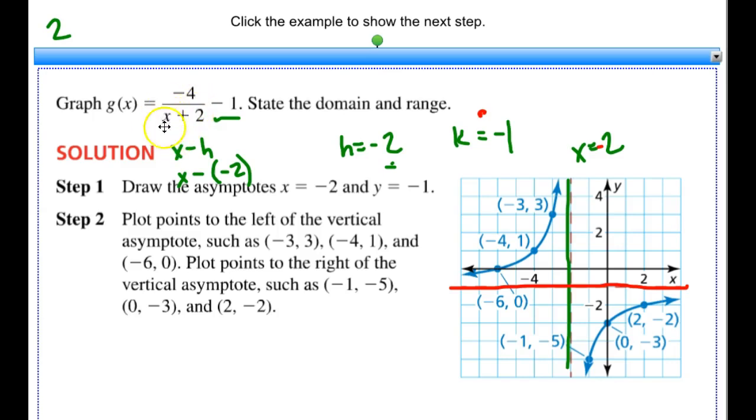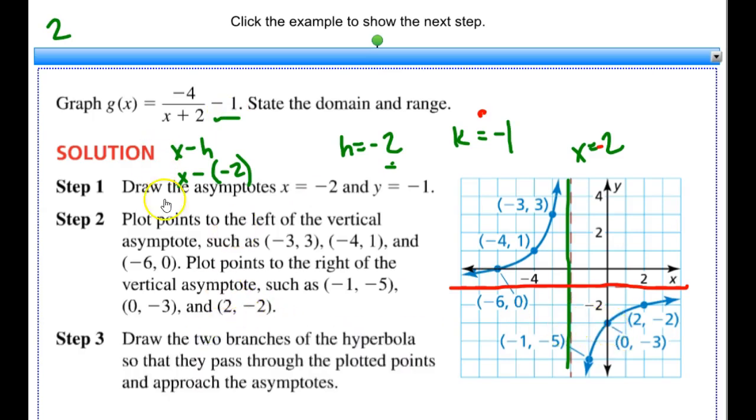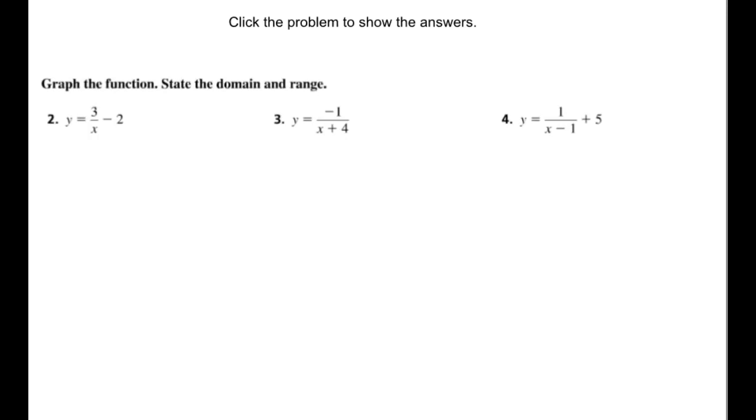So if I pick a 0 for my x, I end up with 0 plus 2, which is 2. And then I have a negative 4 divided by 2, which is negative 2, minus 1 is negative 3. So I can plot that point at 0, comma, negative 3. So I'm going to make my chart, or I can just plot each point individually. And so then once I've plotted those points, I can just go ahead and connect them and see my 2 branches and see where they go from there. So here's your next monitoring progress. So go ahead and give it a try.